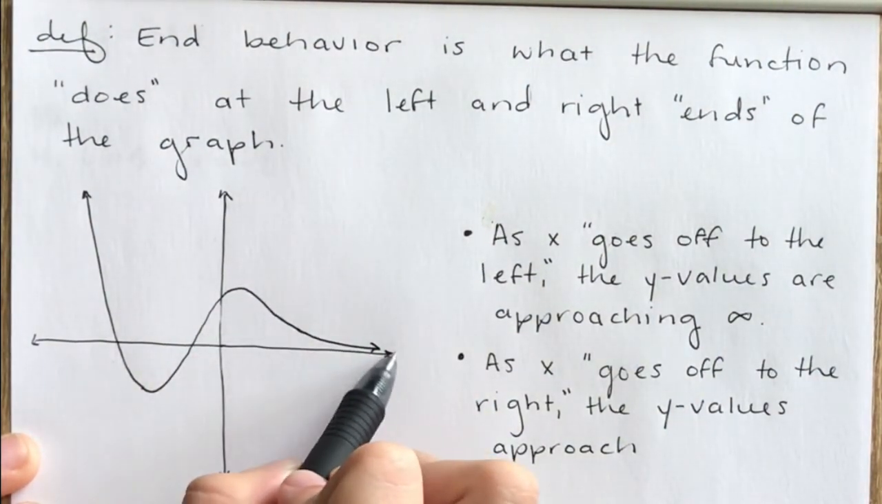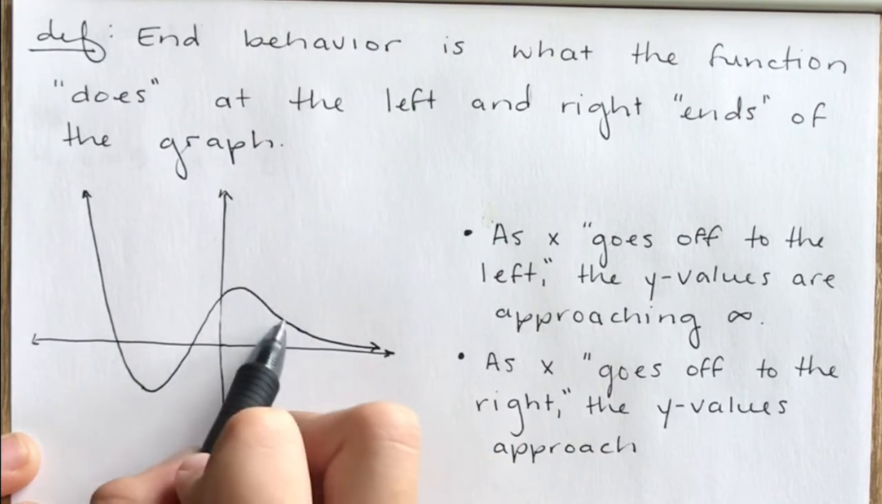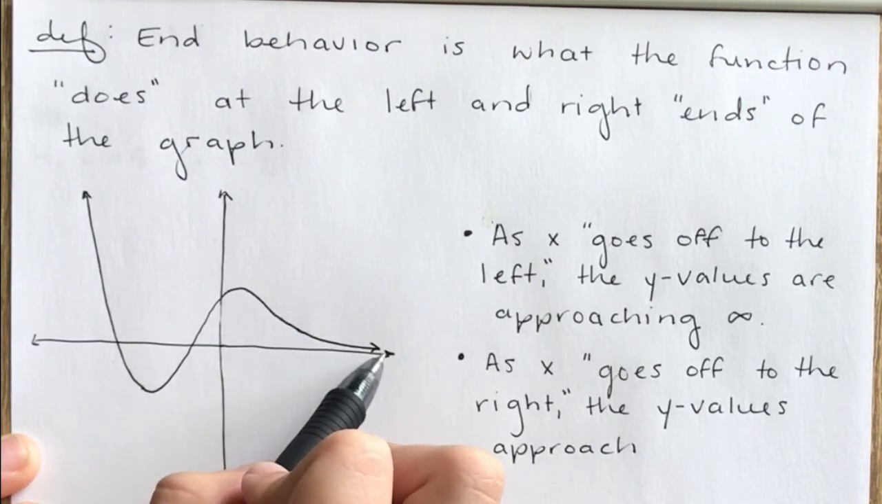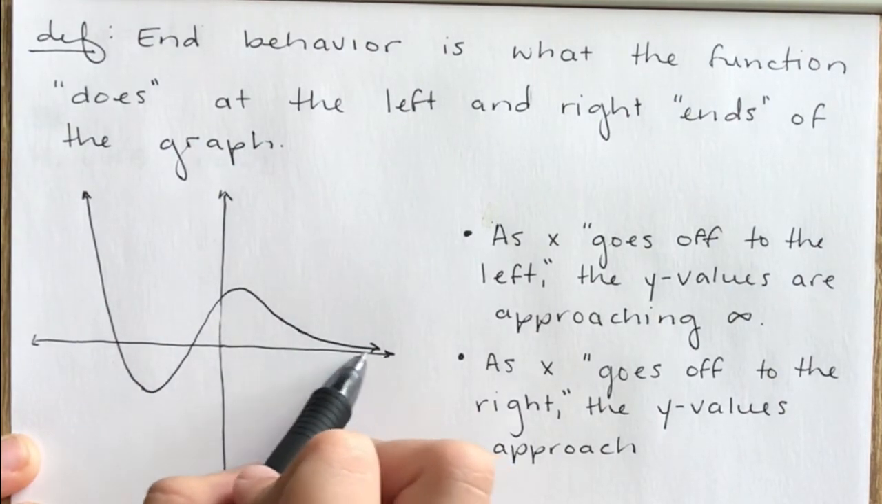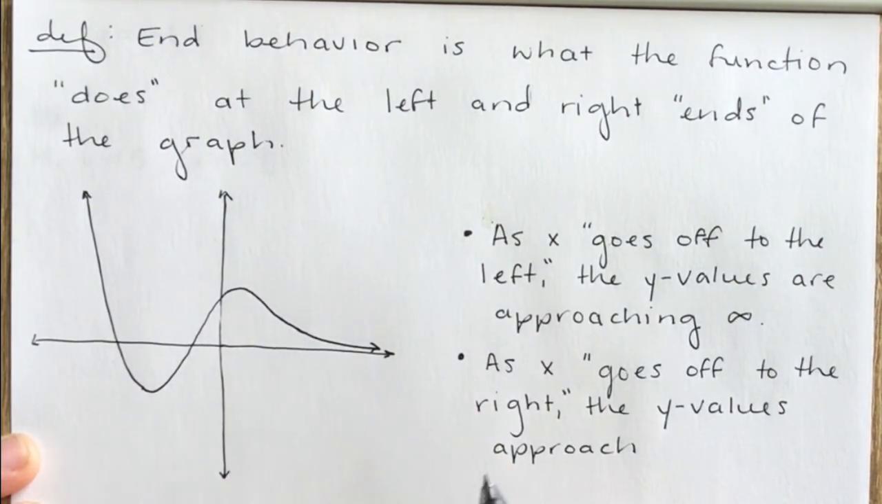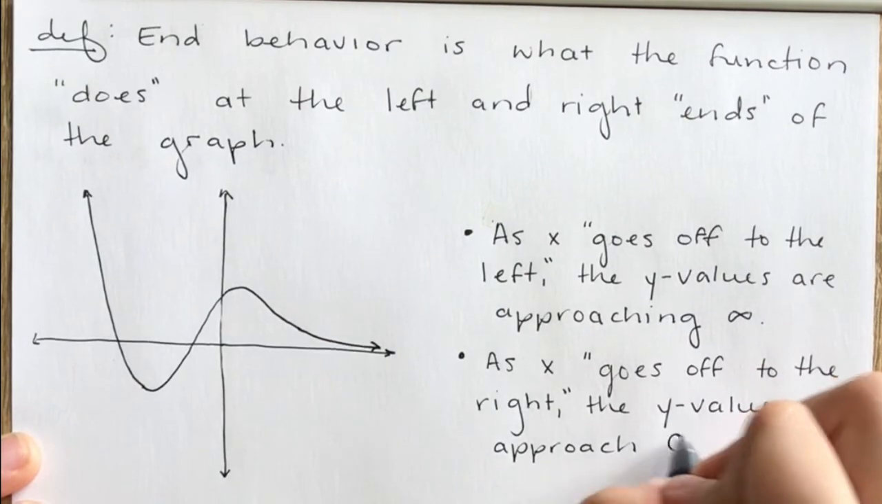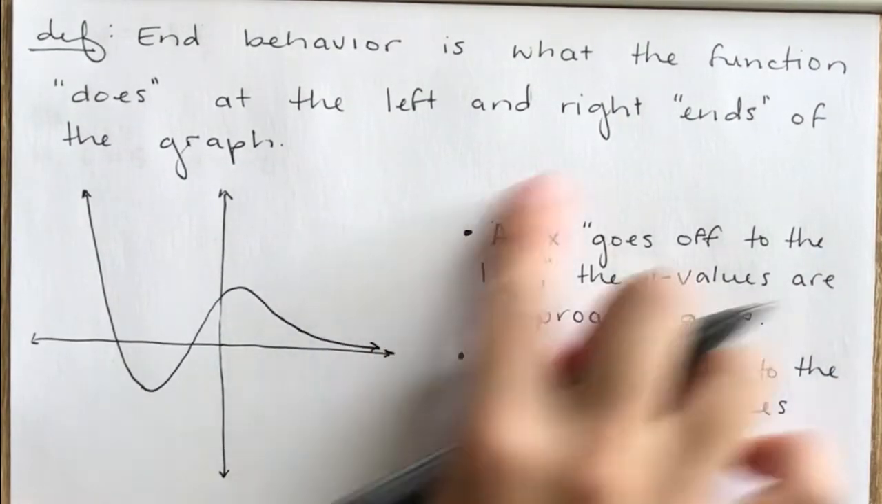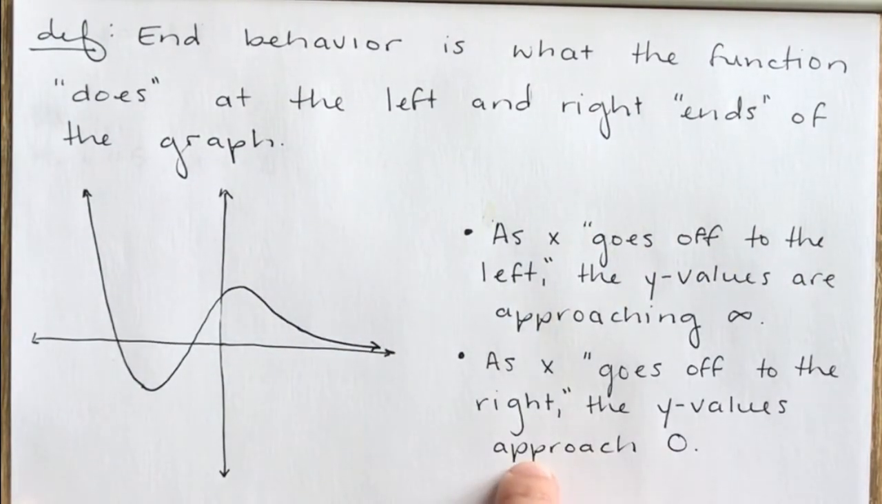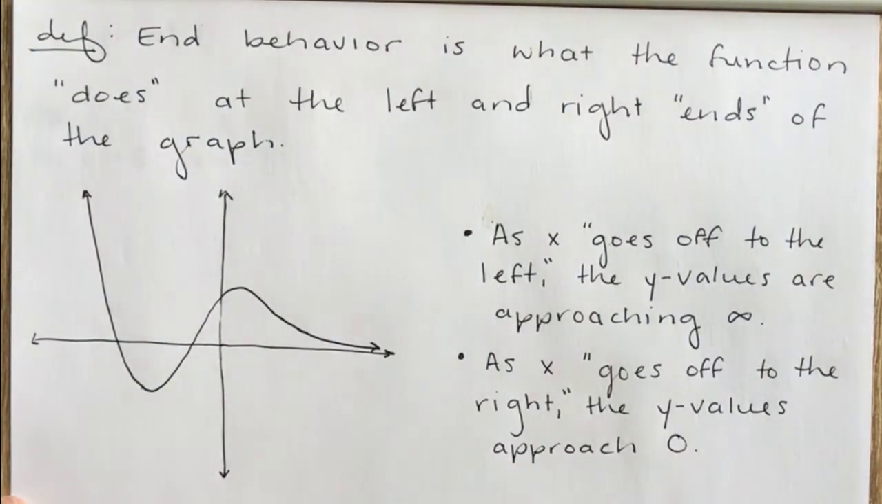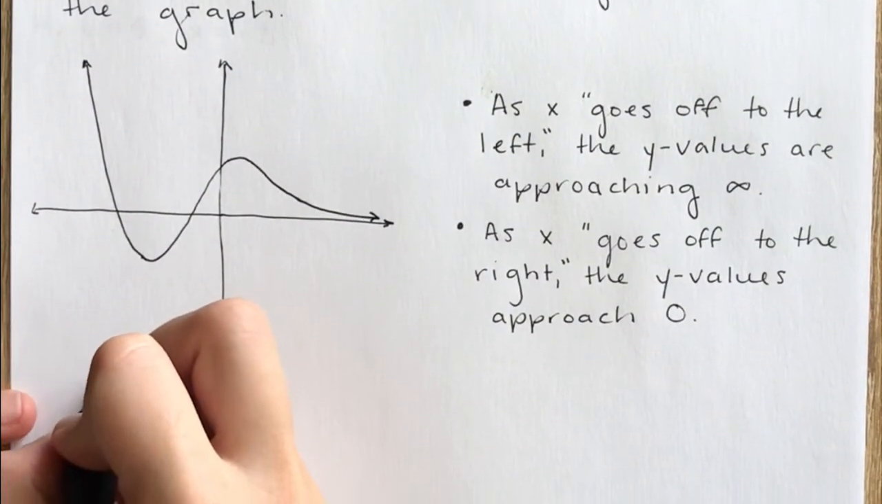As we move off the graph to the right, the y values are approaching, well, looks like we're getting really, really close to the x-axis, which is y equals 0. Essentially, at its core, this is what end behavior is asking. We have some more mathematically formal language to write about it, and we're going to do it in this way.